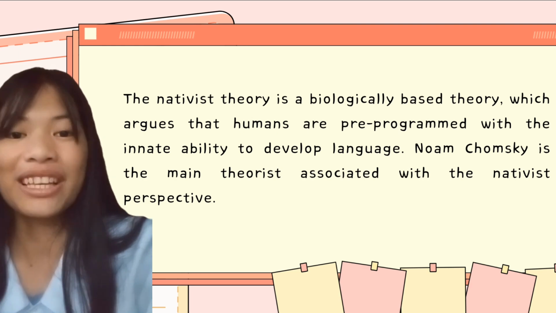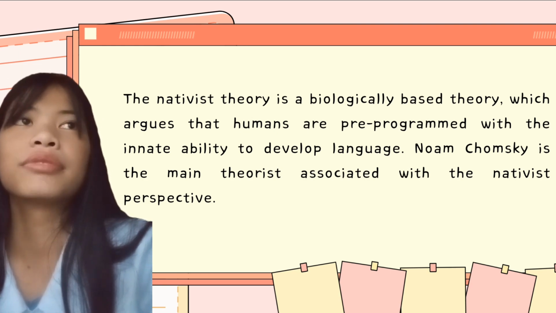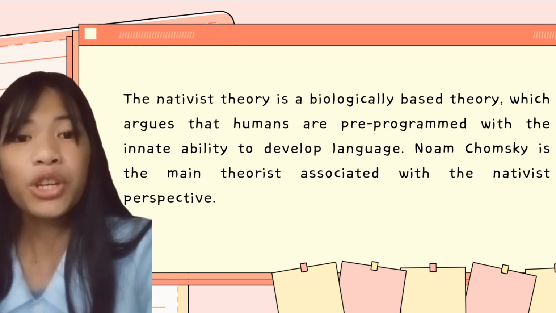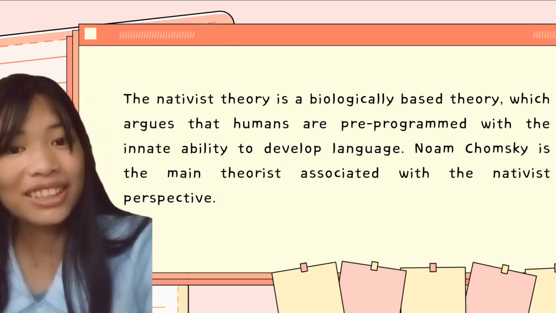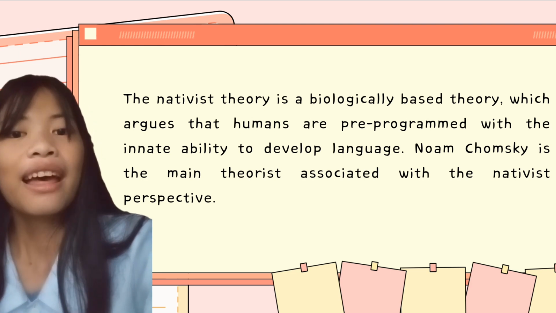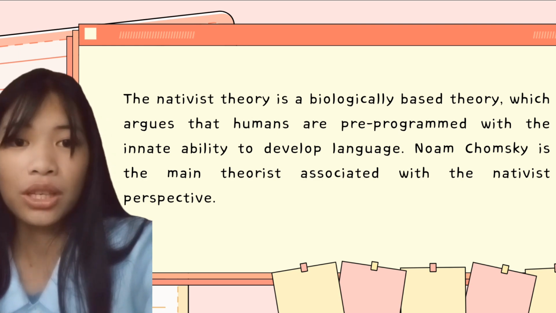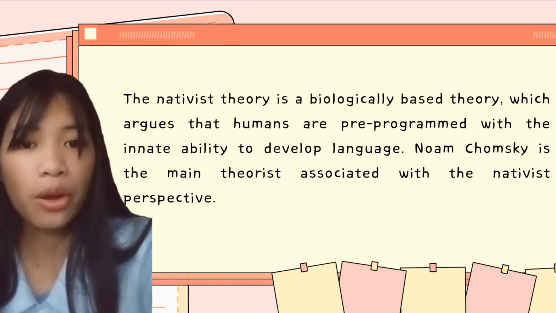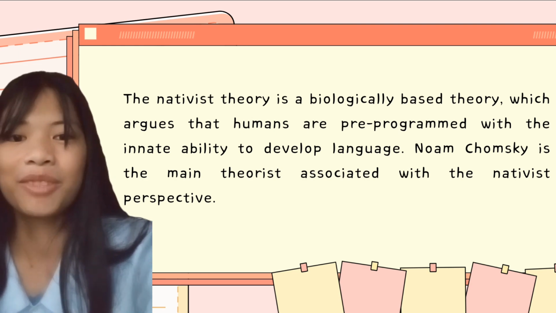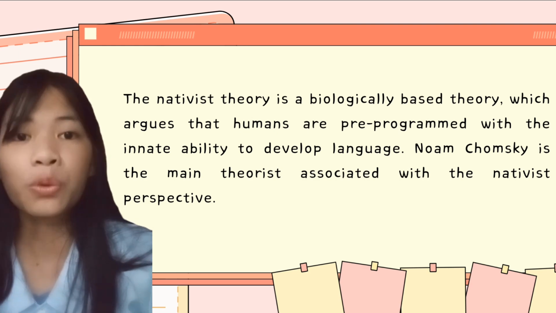For example, a young child might say, "I go to the park," using an incorrect past tense of go. They haven't learned this from adults, but they are instinctively trying to apply a rule of grammar, adding -ed to make past tense. So, this shows their innate understanding of language structure.